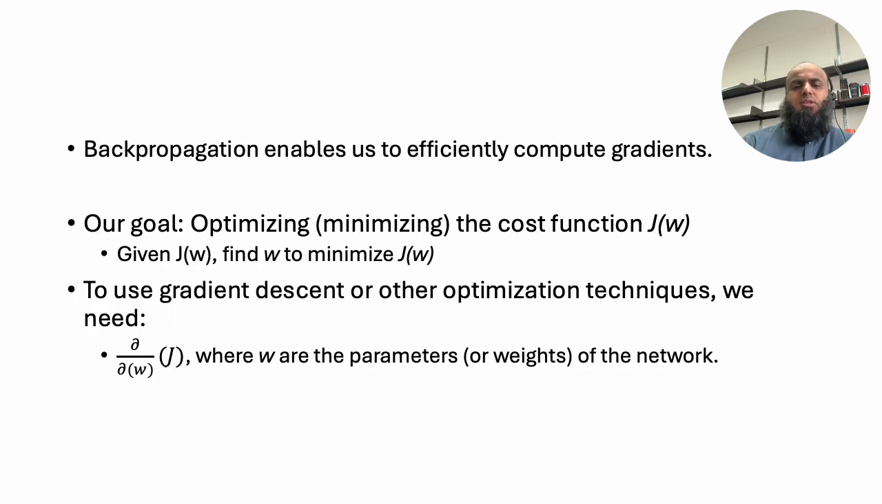Backpropagation is a method that enables us to efficiently compute the gradients. So what is our goal? Our goal is to optimize the cost function, or we say minimize the cost function J of W. So we need to find the optimal choice of W's, and to use any optimization algorithm here, we need the partial derivatives of J with respect to W.